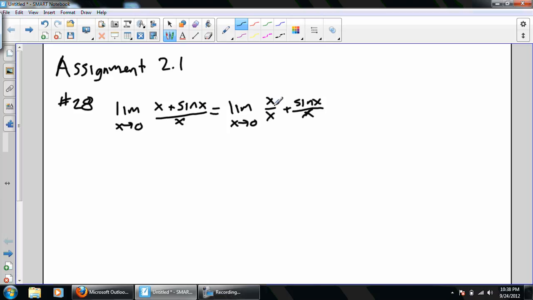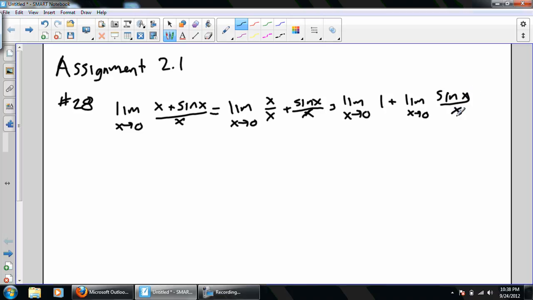Now we did this for a couple of reasons. One, because x over x is really easy. x over x is equal to 1. Anything divided by itself is simply 1. And using our addition rule of limits, we can also say that this is the limit as x approaches 0 of 1 plus the limit as x approaches 0 of the sine of x over x.